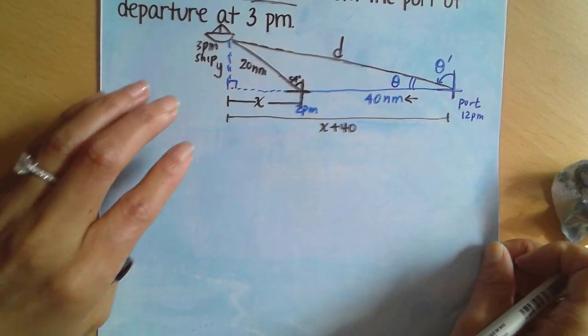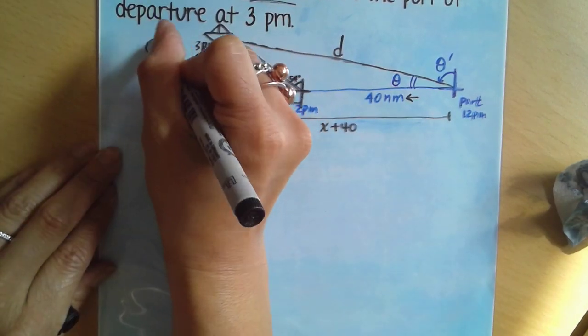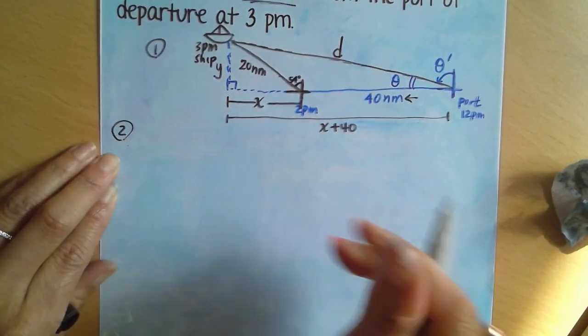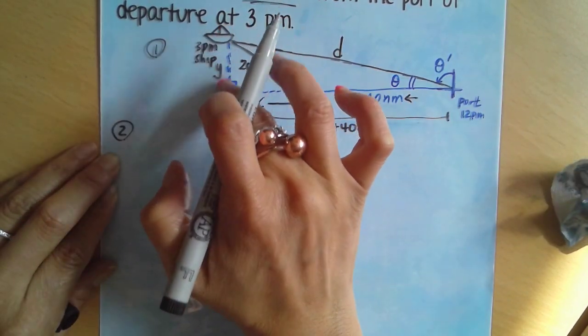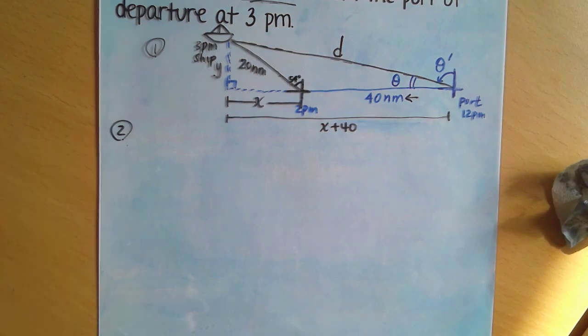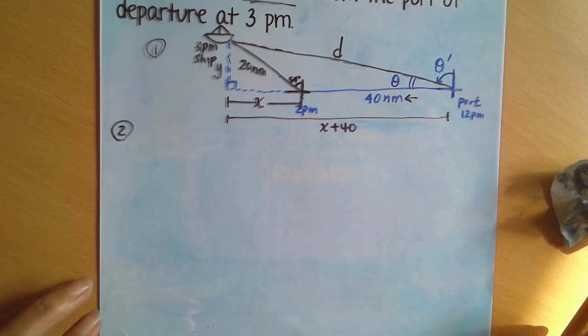Well, let's see. Let's do the first. Well, this is the first thing you should do. What's the second thing we should do? Well, I kind of need the Y and the X. Because then I could get this leg and this leg. That means I could get the hypotenuse, which is my distance, which is what I'm looking for.